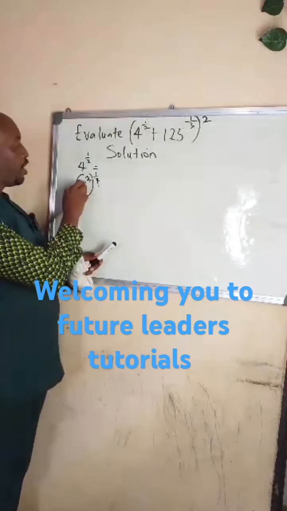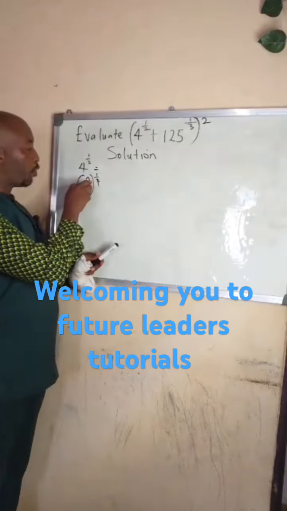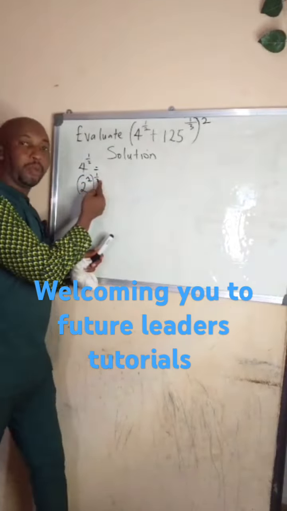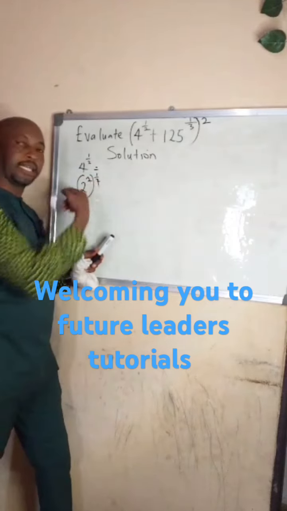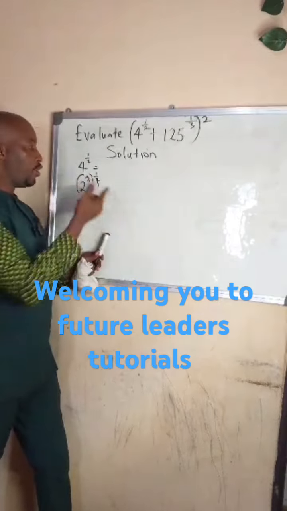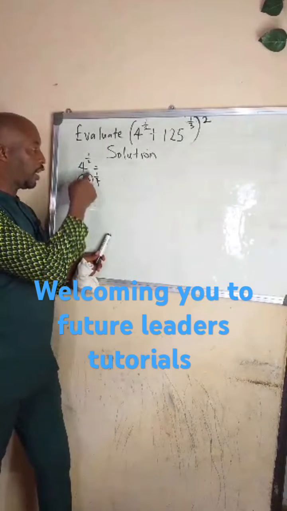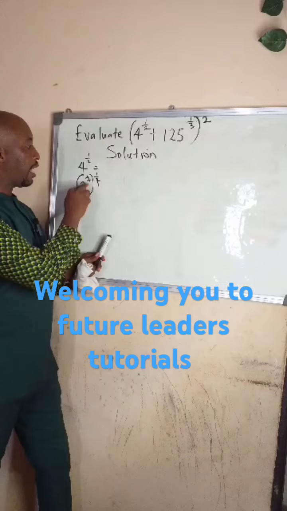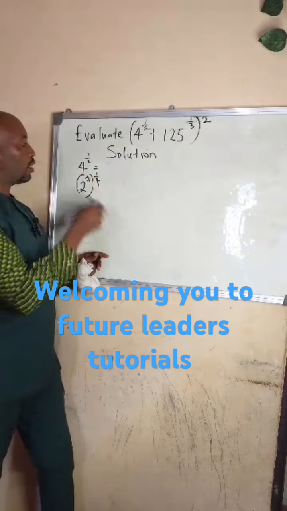What am I trying to say? If you have 2 here, for example, and you have your denominator outside as 2 also, you can cancel out. If you have 3 here and you have your denominator here as 3, you can cancel out. If you have 4 inside the bracket and you also have 4 here, you can cancel out. I have 2 here, I have 2 here. So this can cancel out.